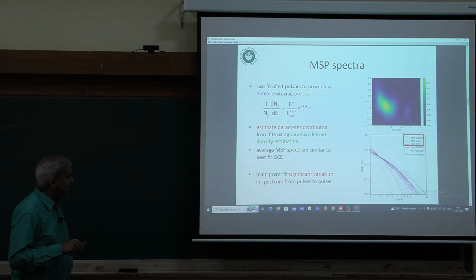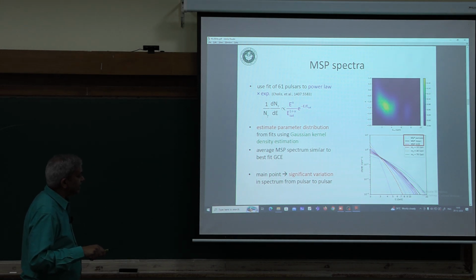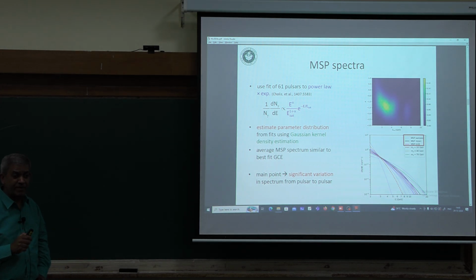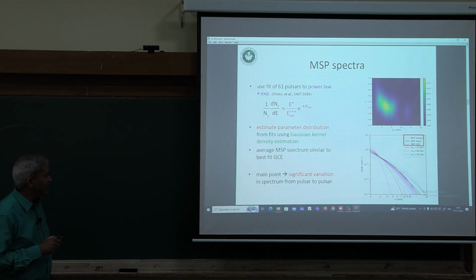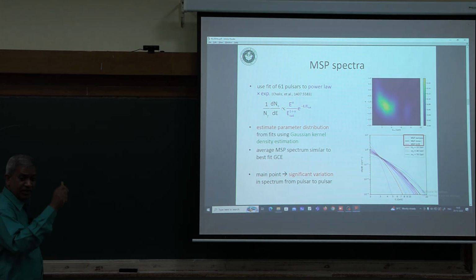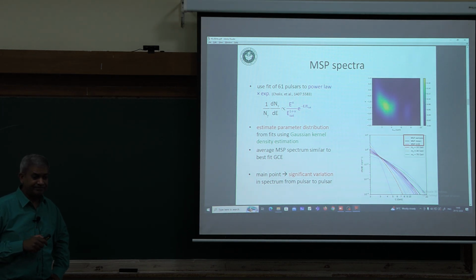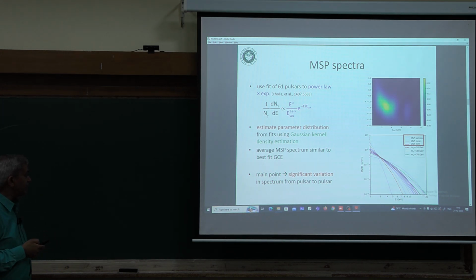And so what you can see is that this average millisecond pulsar spectrum, at least visually, is not that far away from the galactic center excess. So you can see why pulsars might be a good explanation for the galactic center excess. But the main point I also want to illustrate is the large variation in spectra you get going from pulsar to pulsar. So there's significant variation there.